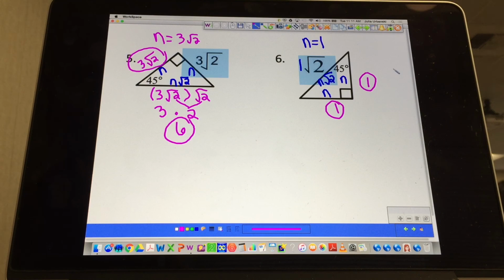Okay, I did not have enough supplies for everybody to do one of these, so I want you to pick a partner.